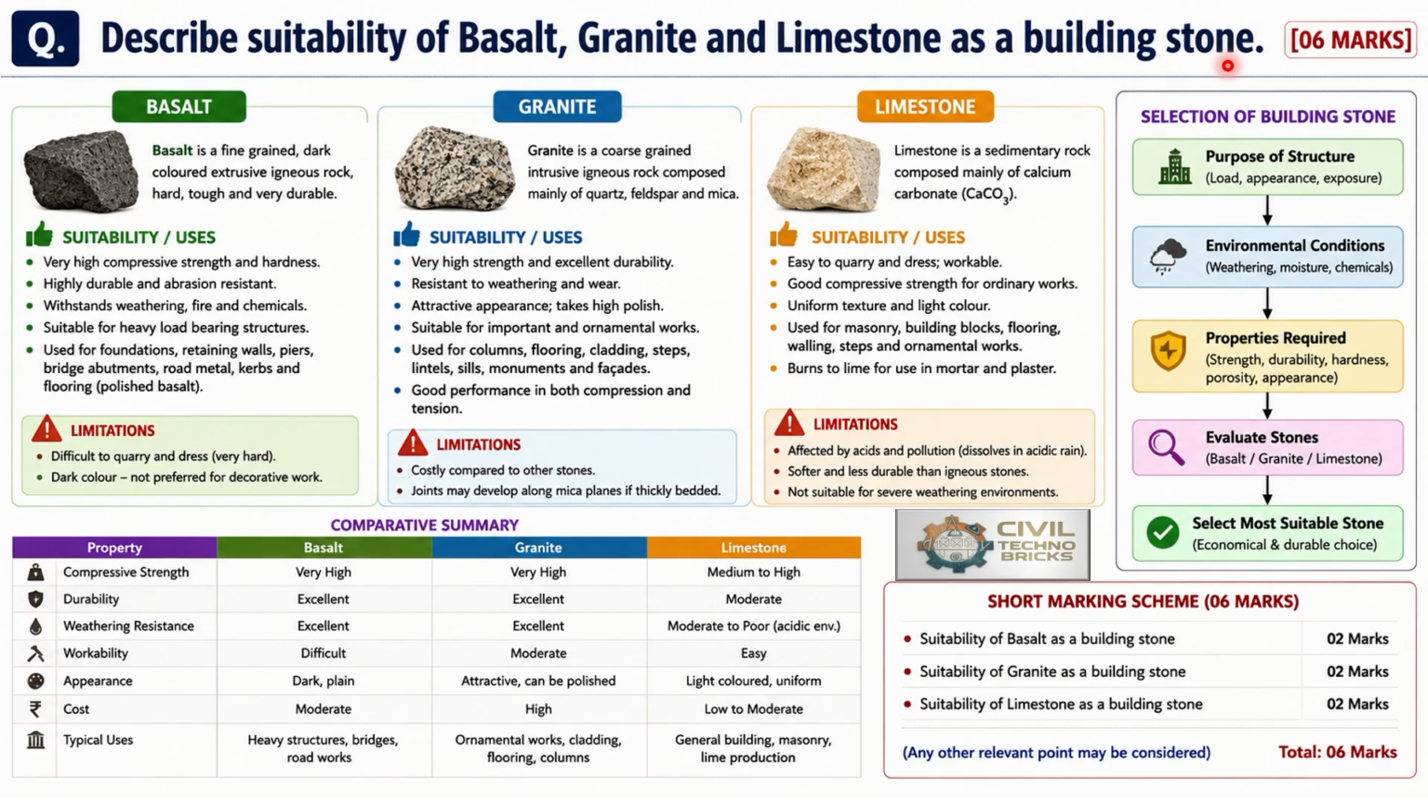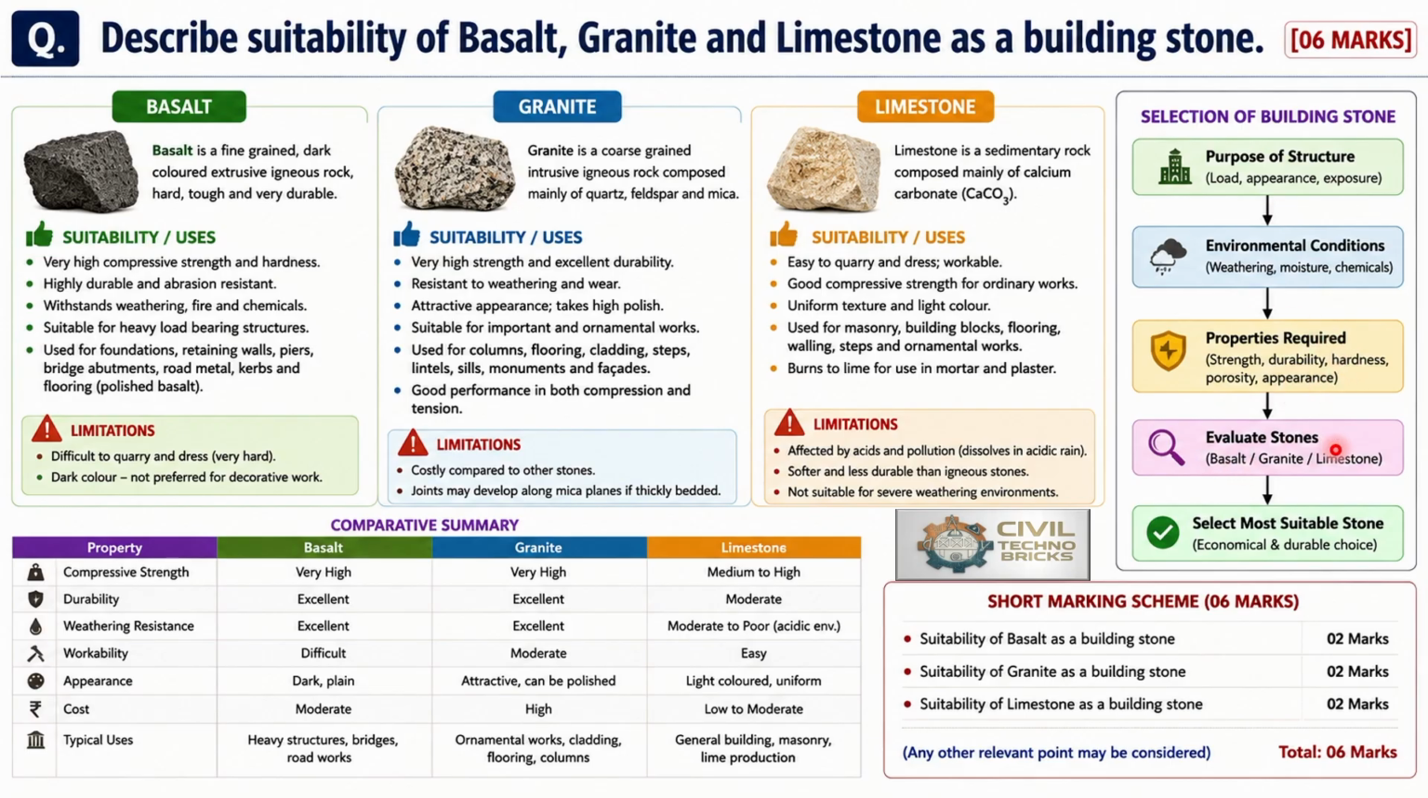So here the most important point is the selection of building stone. The selection of building stone is based on the purpose of the structure or the purpose for utilization of that type of rock, then the environmental condition where we are using that rock for construction activity, and the properties required: strength, durability, hardness, porosity, appearance. These are all the properties of that rock.